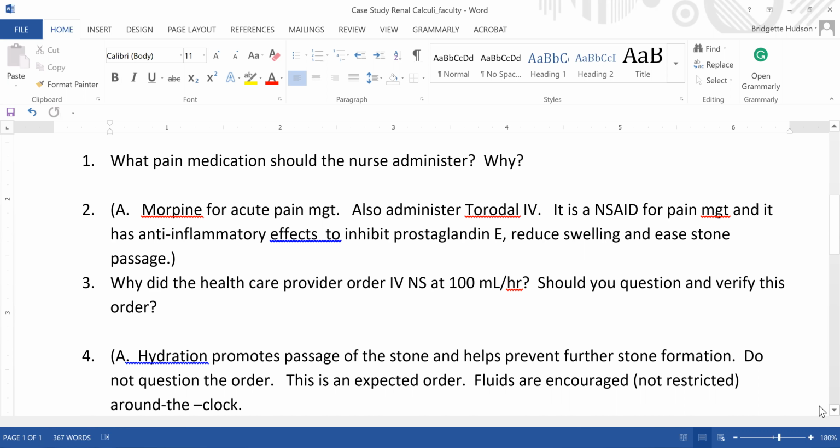The majority of the time, people can pass kidney stones if they're less than 5 millimeters. But if they're greater than 5 millimeters, then they're going to have to be surgically removed. So this particular person, they were admitted, they're receiving IV fluids and pain meds. So that's usually what happens.